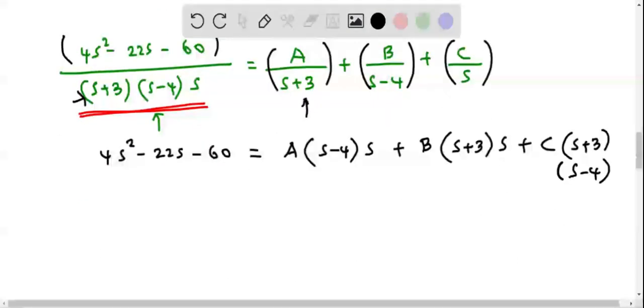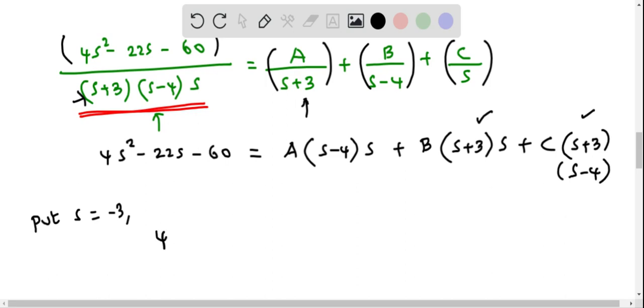Now we can determine the values of A, B, and C by plugging in some random values for S. So first I'm going to plug in S equals negative 3. When you do that, notice that this term will get cancelled as well as this term, because negative 3 plus 3 is 0, and 0 times S and B will be 0. So this term will get cancelled as well as the second term. So let's plug in S equal to negative 3.